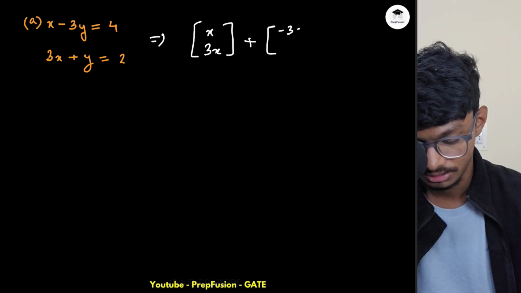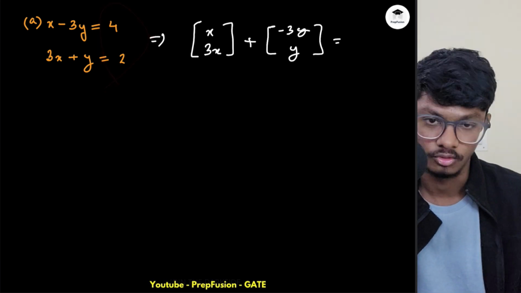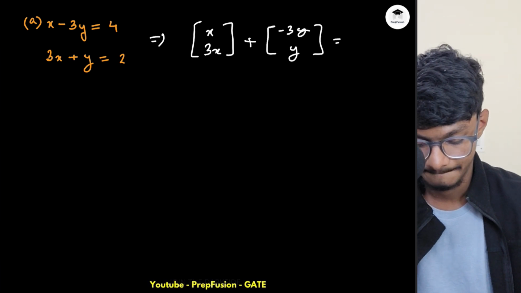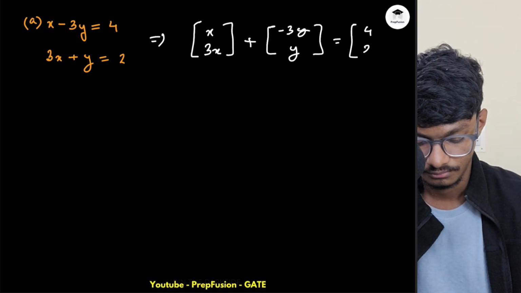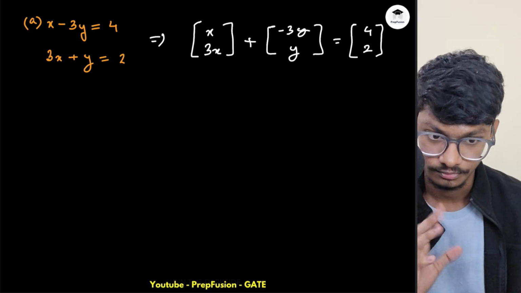Or you can write x times (1, 3), then plus the y vector, which is (-3, 1) times y, equals the constant vector on the right hand side, which is 4 comma 2.